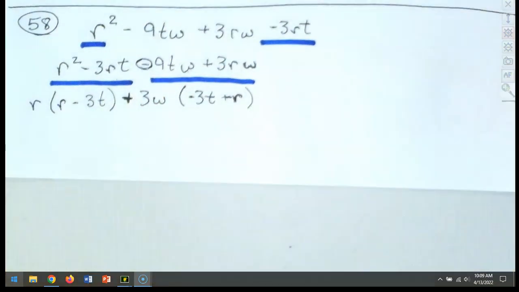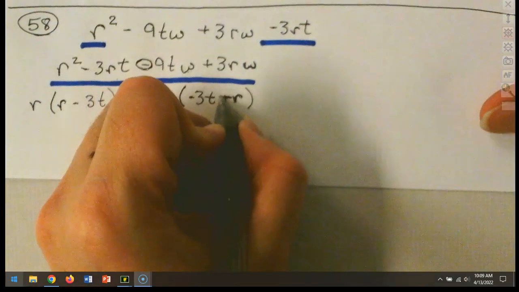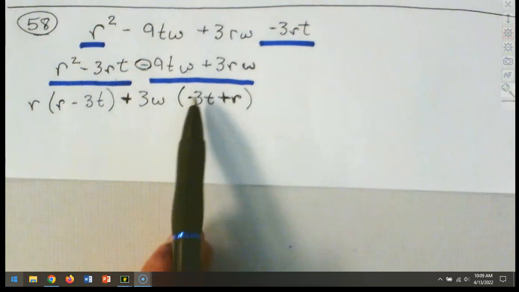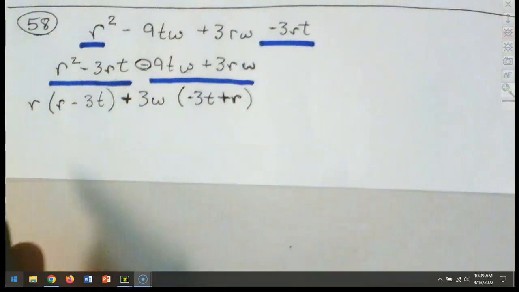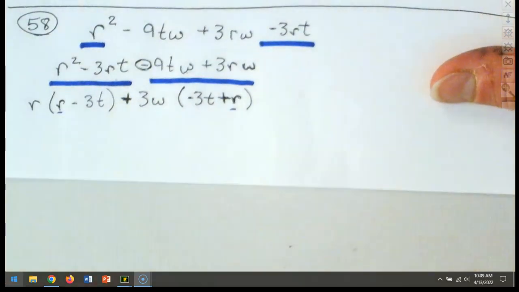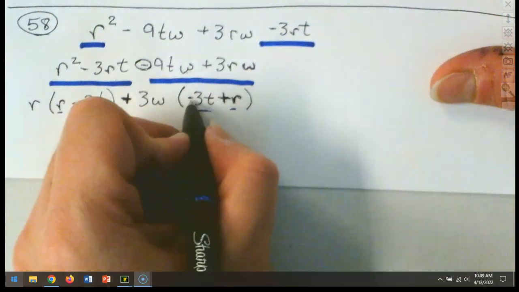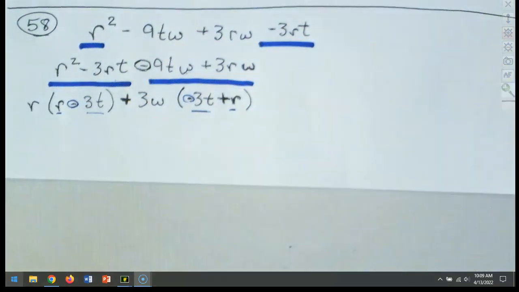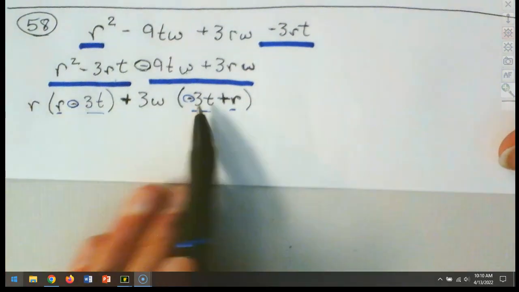Now, we need to make sure that these parentheses are the same. They may look slightly different, but we need to make sure that the signs for each part are the same. If I would have factored out a negative 3, it would have changed my signs and they wouldn't match up. So make sure these are the same. So let's look. Our r is here, r is here. Both are positive. The 3t is negative here, and the 3t is also what? Negative there. So those are the same. They're just in a different order. And remember, order doesn't matter. So these are the same. You just have to watch the order.